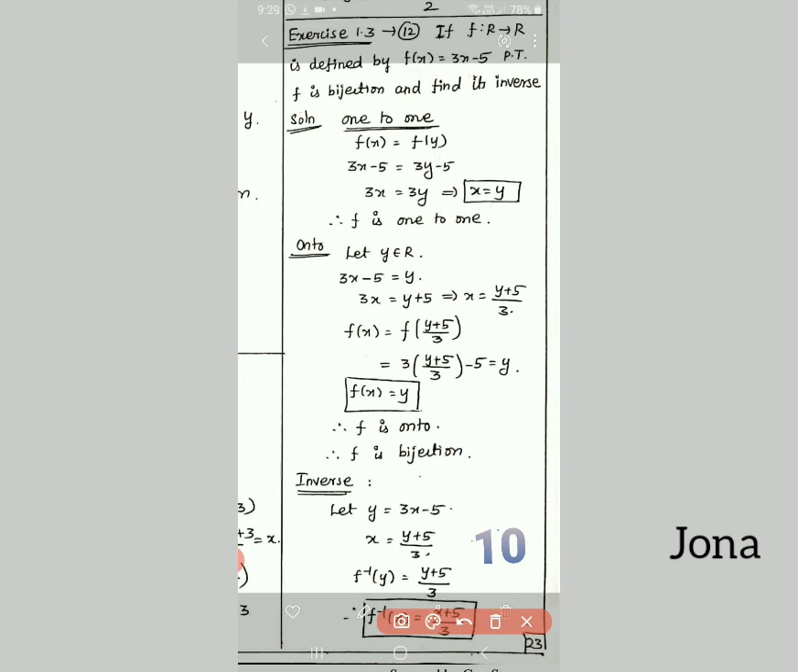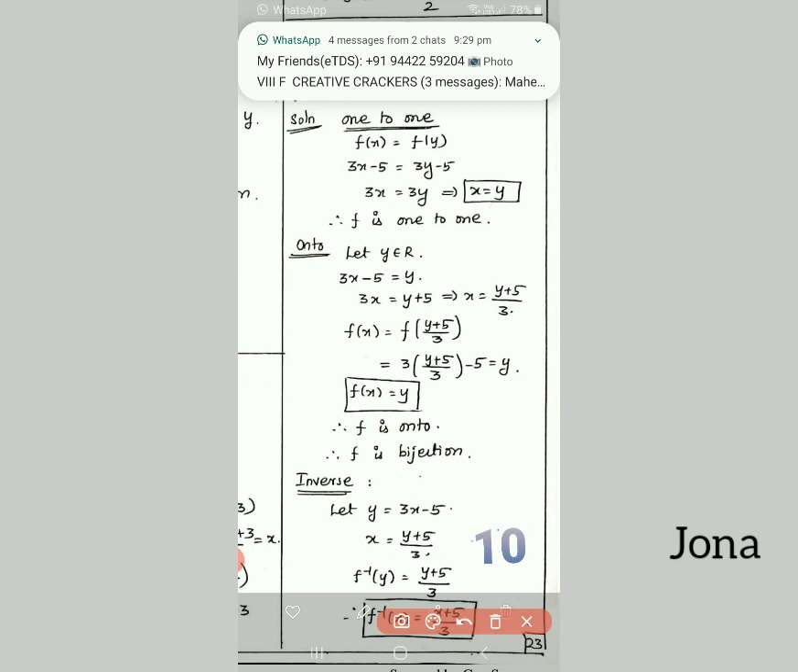Here I can cancel on both sides minus 5 and minus 5, so that 3x equals 3y. Again I can cancel the 3 and 3, so the answer will be x equals y. So it is proved that f of x equals f of y implies x equals y. Therefore, f is 1 to 1. Clear?